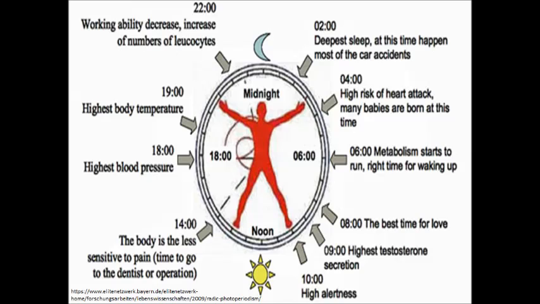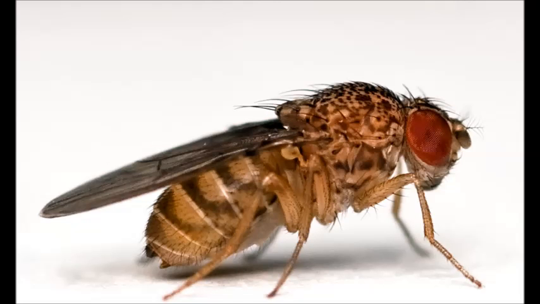This is a picture of the Drosophila melanogaster. This organism is going to be used in the experiment because of its small size, short lifespan, the close similarities to the human genome, and their rapid reproduction.